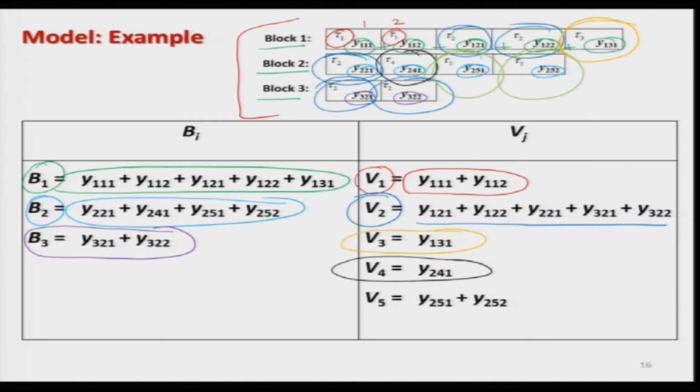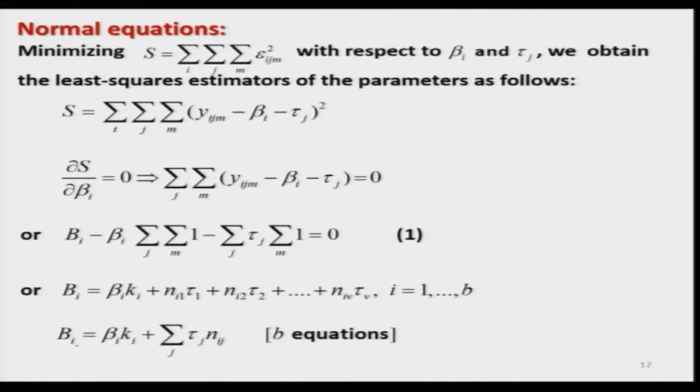So, you can see here, you can write down here V5 is equal to Y251 plus Y252 from here. Right. So, now you can see that obtaining these observations is not difficult at all, and the only thing is this, you have to simply understand what you are going to do. Now, after this what you have to do?